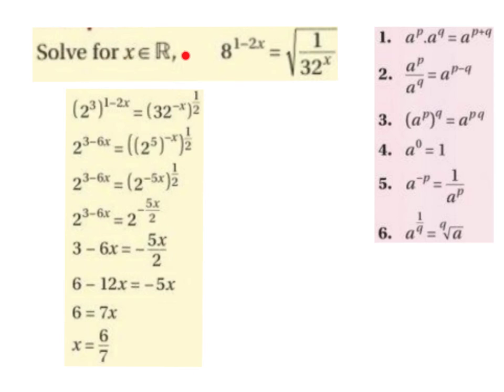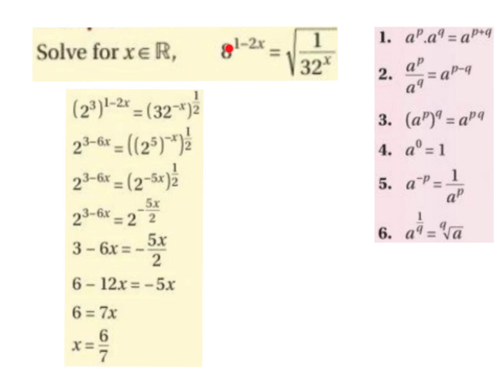Solve for x, and x is an element of the real number set. 8 to the power of 1 minus 2x is equal to the square root of 1 over 32 to the power of x. So what we want to do here is make the 8 and the 32 into the same base. And if we have each side of the equal sign having the same base, we can cancel out the bases and let the left-hand side equal the right-hand side. So the indices on the left equal the indices on the right, and then we can just solve for x.